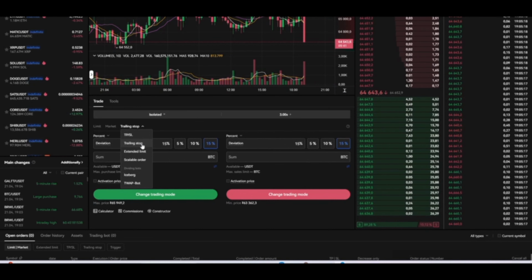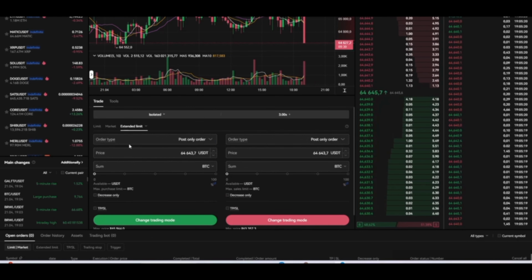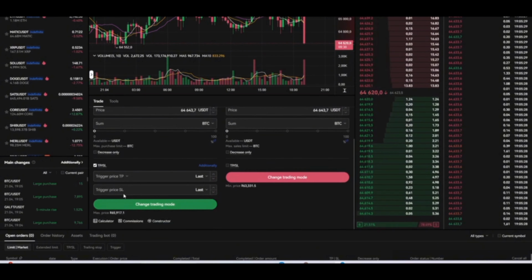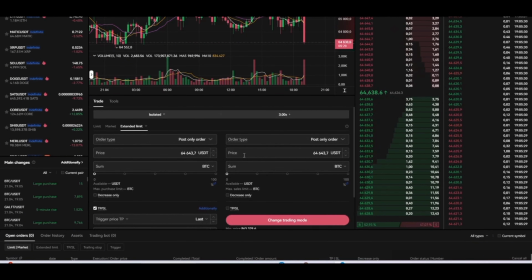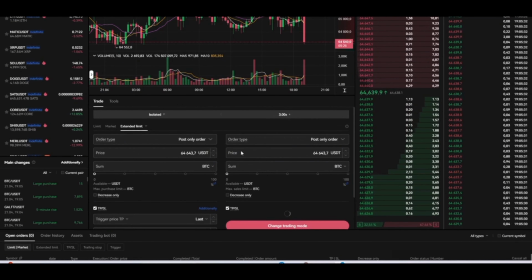This order is somewhat similar to a limit order. When using this order, the system automatically executes a limit order only if the potential for immediate execution of a limit order after it is placed is identified.